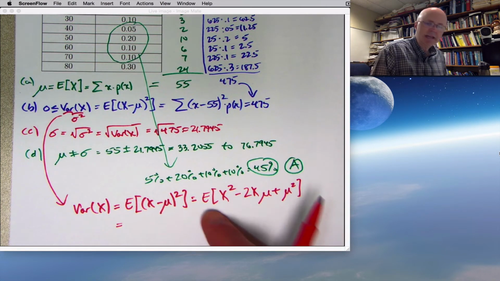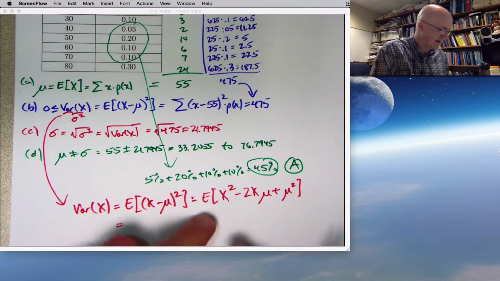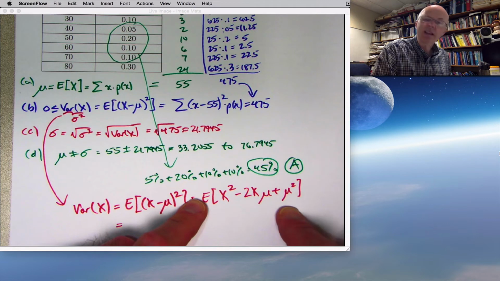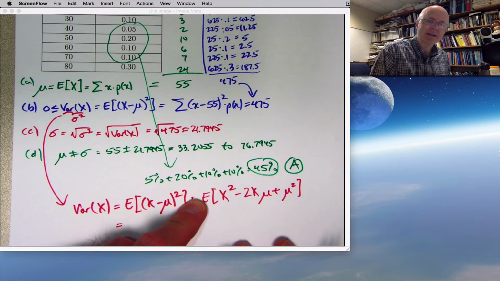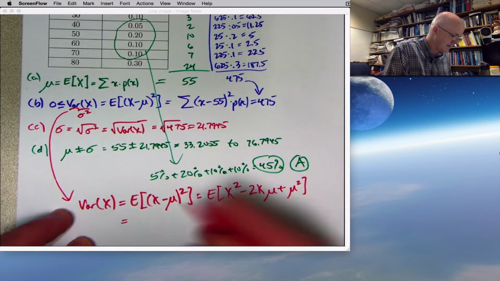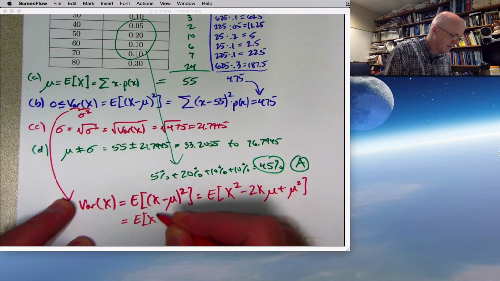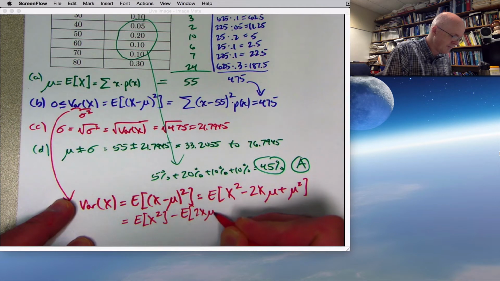Well, it turns out that the E here, the expected value operator, which takes a random variable and gives you a number, is what's called linear. It satisfies a linearity property. The expected value of a linear combination like this, differences and sums, is the corresponding linear combination of the expected values of the pieces, this, this, and this. I'll write it out here. This is the same as the expected value of X squared minus the expected value of 2X mu plus the expected value of mu squared.